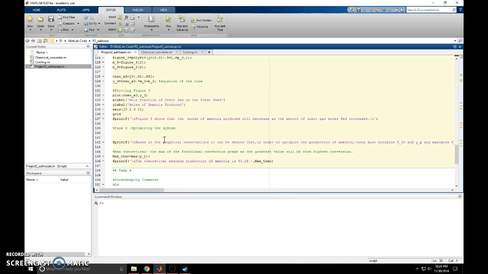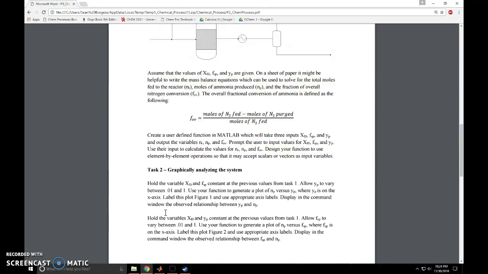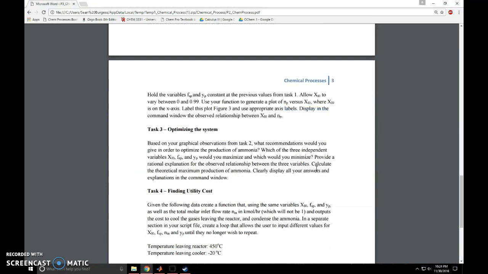based on our observations, which of the independent variables we would minimize and which we would maximize to optimize the production of ammonia. So given here, what recommendations would you give in order to optimize production of ammonia? So these 3 independent variables: mole fraction of inert gas, fractional conversion of reactor, as well as the fraction of gas leaving the condenser. Basically, what would you maximize and what would you minimize?